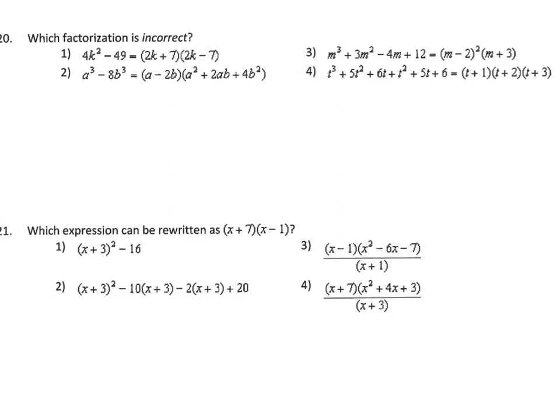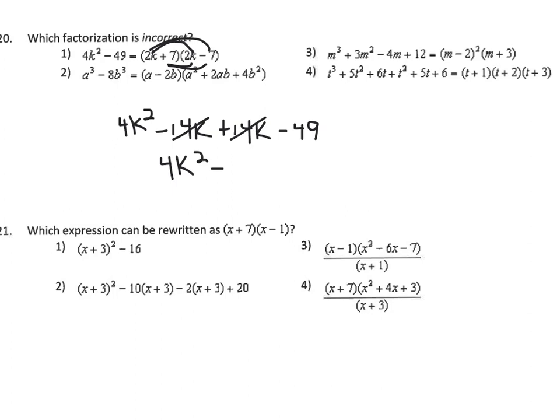So that checks out. Another way you could have done that is you could have just double distributed, right? 2k times 2k is 4k squared. 2k times negative 7 is negative 14k. Positive 7 times 2k is positive 14k. And 7 times negative 7 is negative 49. And so your 2 middle terms cancel out, leaving you with 4k squared minus 49, which is what the left-hand side of the equation says. So choice 1 is not our answer.